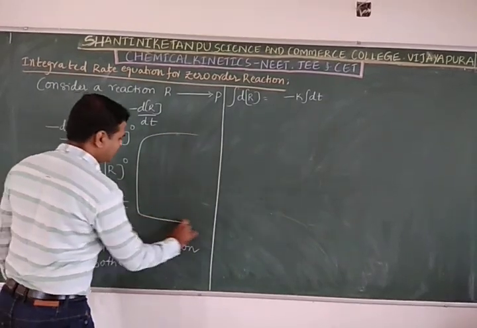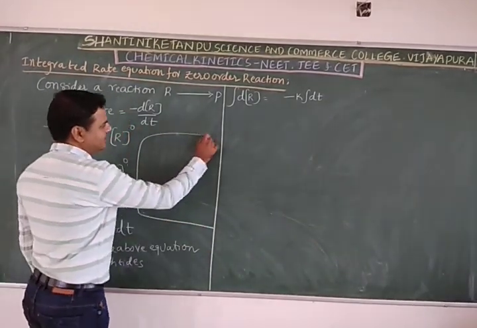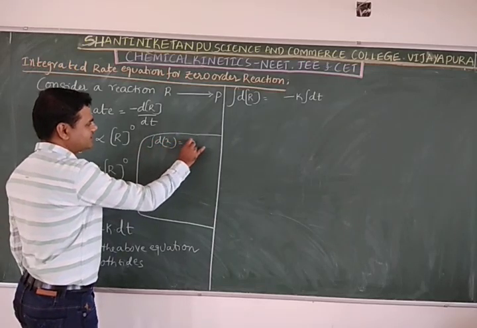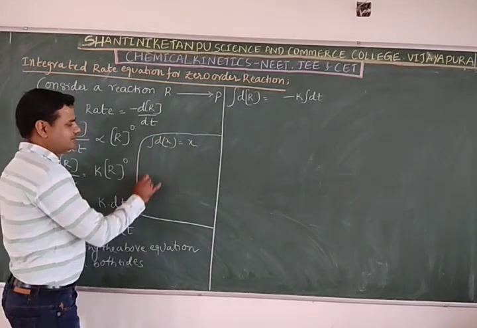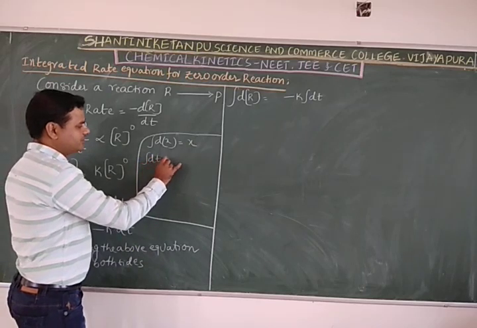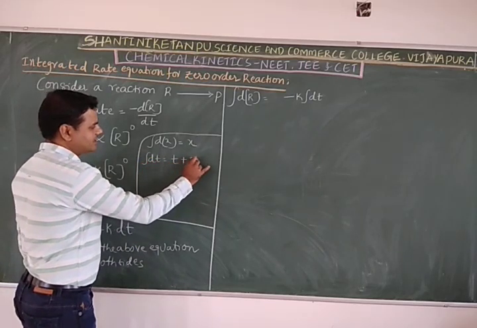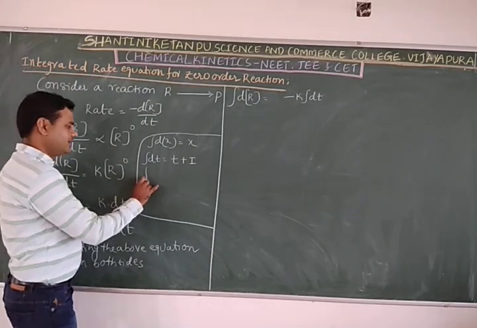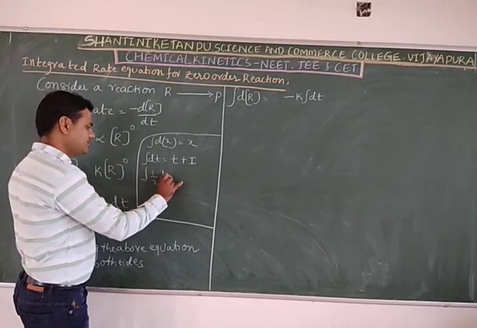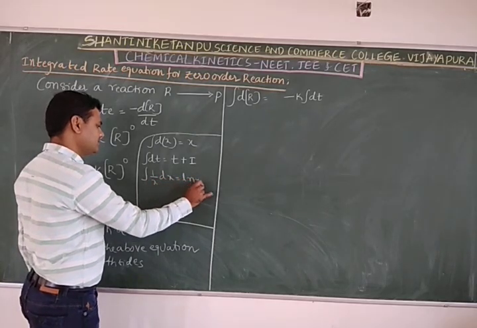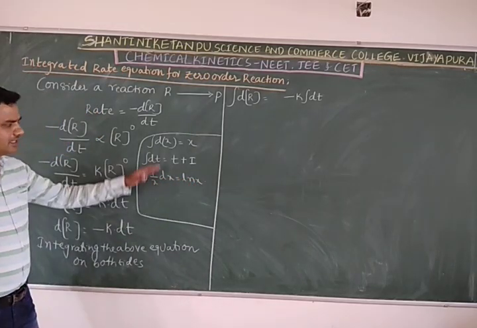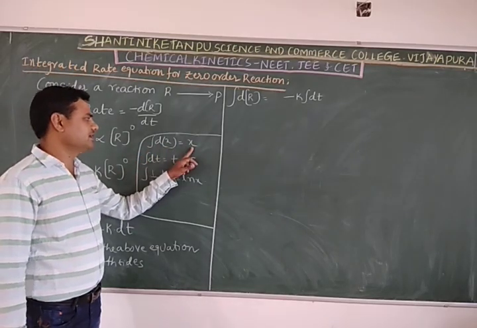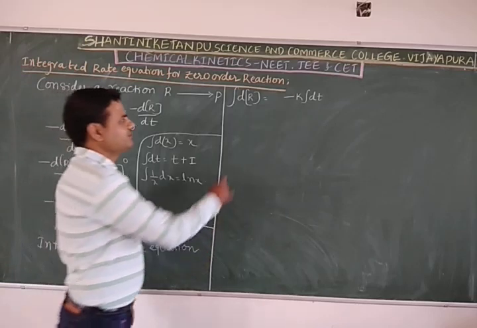Let me write the formulas of integration, and you will get them very clear in mathematics, but let us see some formulas. Integration of dx is equal to x, and integration of dt is equal to t plus any constant, like I am taking I. Integration of 1 by x into dx is equal to ln x. These are some general formulas of integration, and based on this, integration of dx is equal to x, similarly integration of dR is equal to what?